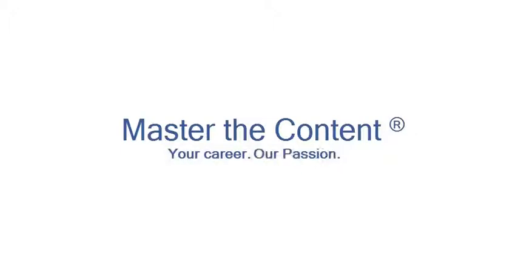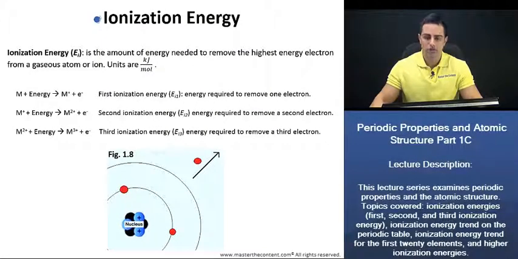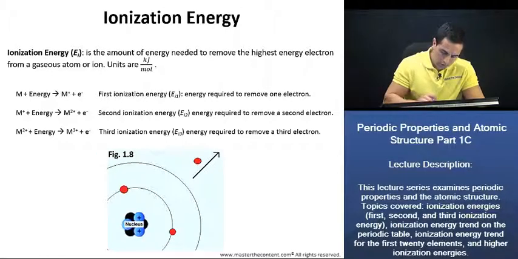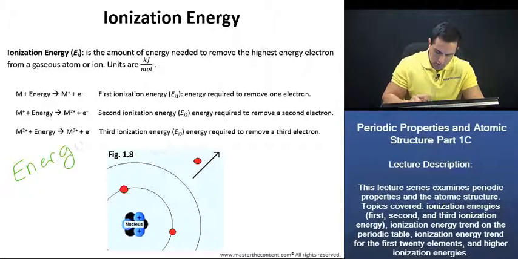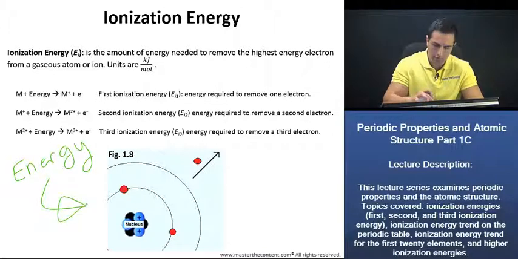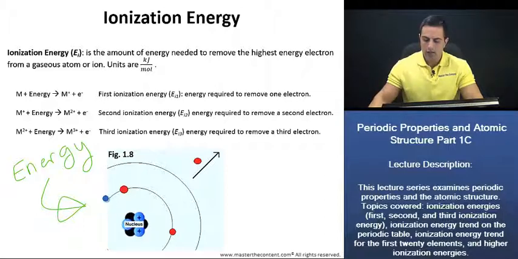Your career, our passion. Ionization energy. Let's begin by taking a look down here at figure 1.8. Now, if we add energy to an atom, as we see here, then we can make an electron jump to a higher energy level, right? We can get an electron to jump to a higher energy level. Now, if that electron gains enough energy, it can actually be removed from the atom.